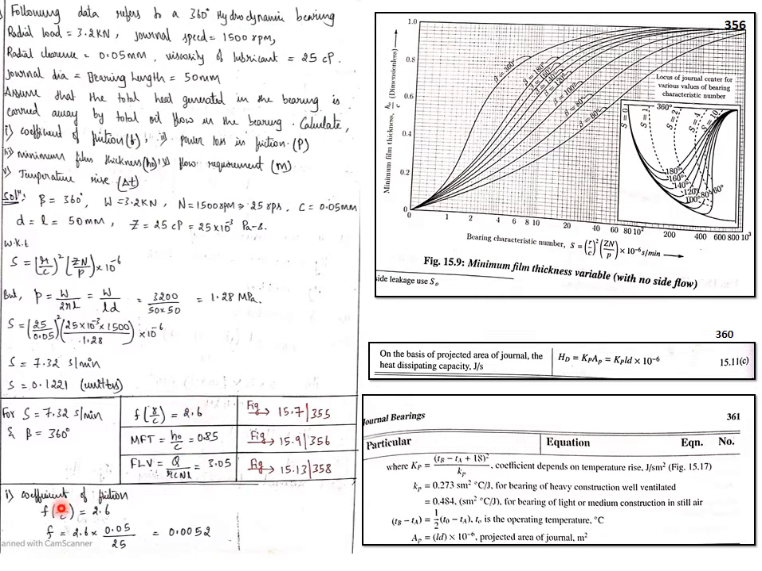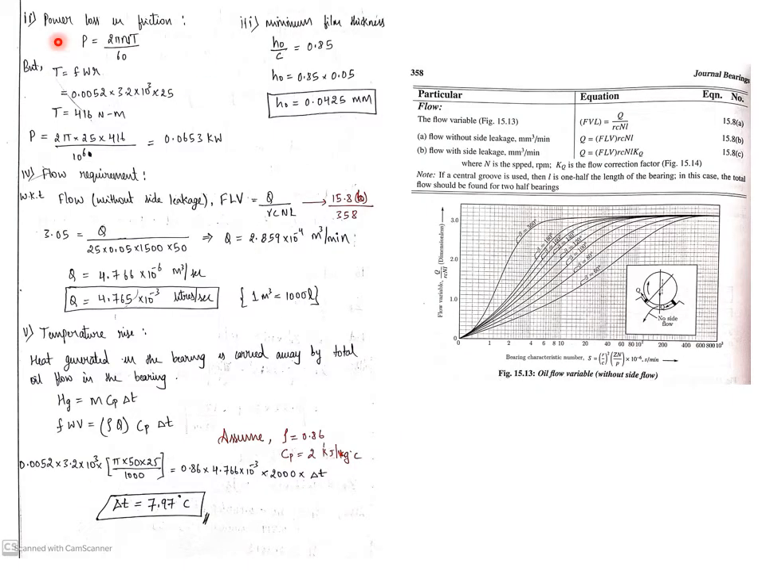The first step is to calculate the coefficient of friction. You know that f R by C is equal to 2.16. R by C you know, just substitute back to find the coefficient of friction. Next, to find the power loss, 2 pi N T by 60. Before that we need the value of torque, that is f into W into R. We know all the values. Substitute the torque in Newton meters into the power equation, and we will get the total power loss due to friction.